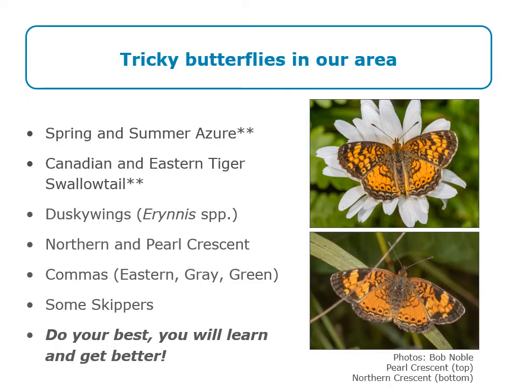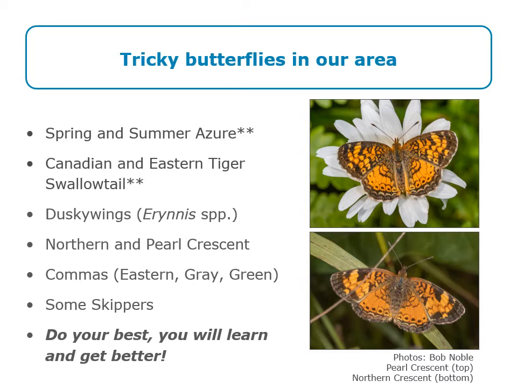Okay, now butterfly identification is not always easy, and there are some tricky butterflies in our area. There are a few groups that are a little harder than others. There's the spring and the summer azure and the Canadian and eastern tiger swallowtail. Now I've put asterisks next to those species groups because in the identification resources that we will share that are on our website, I've linked to some resources that help you understand the differences between these species pairs and how you might identify one versus the other.